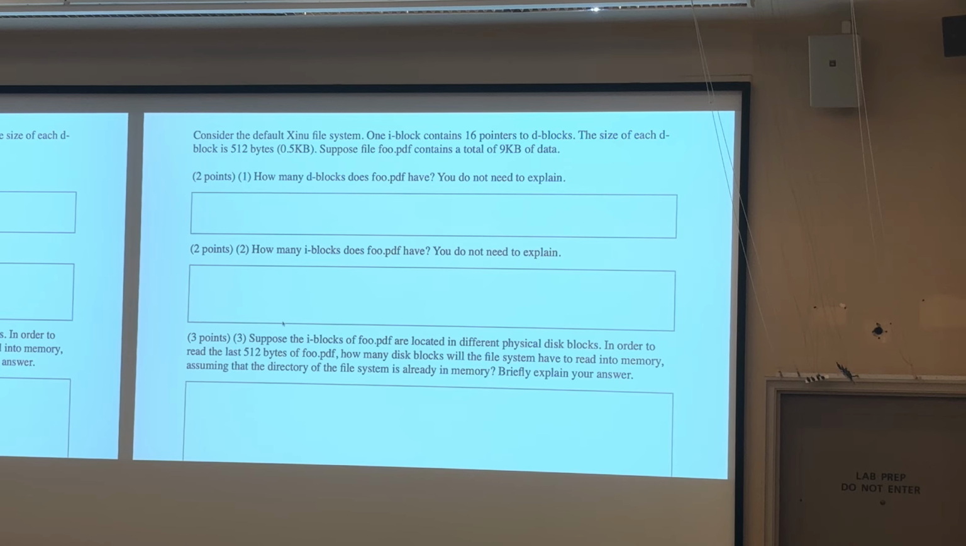Is it 20 disk blocks? That's a good guess. But remember, I blocks are a linked list. Data blocks are not a linked list. You do not need to traverse data blocks. I guess you are probably thinking about needing to traverse data blocks, but you don't need to.